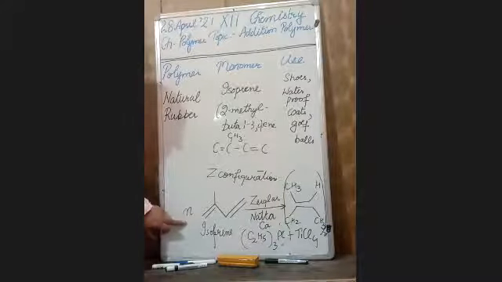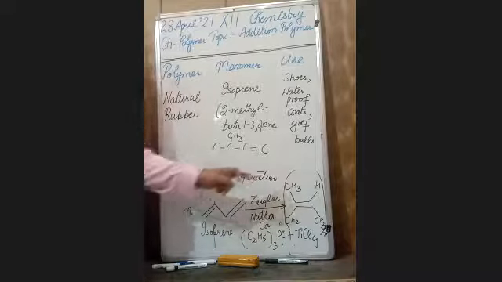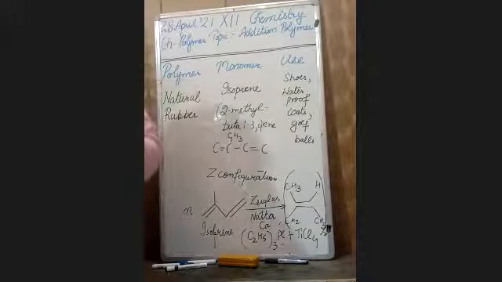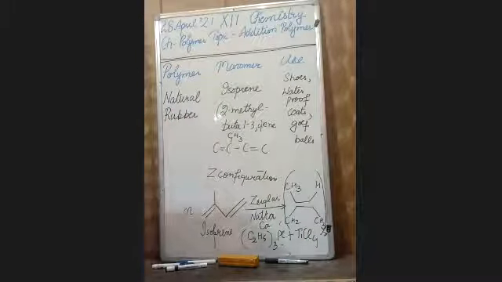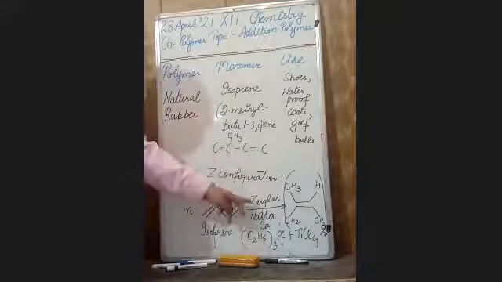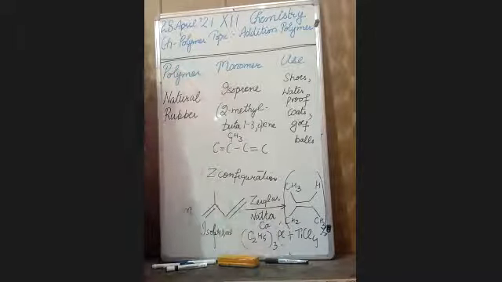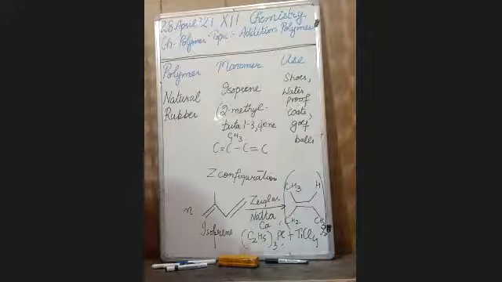We take N molecules of isoprene in the presence of Ziegler-Natta catalyst. What is Ziegler-Natta catalyst? It is a 1 mark question. This question came in the 2017 paper. It is the catalyst generally used in addition polymerization, and the formula for Ziegler-Natta catalyst is triethyl aluminium plus titanium tetrachloride. This is the same catalyst which we were using in making high density polyethylene.